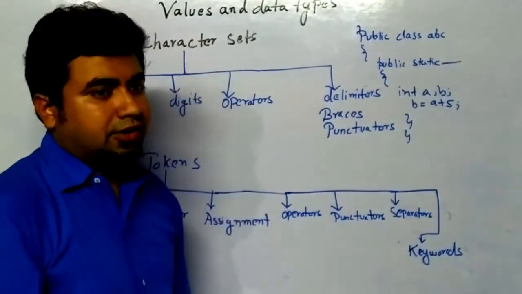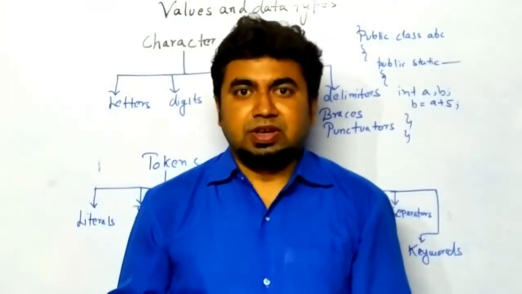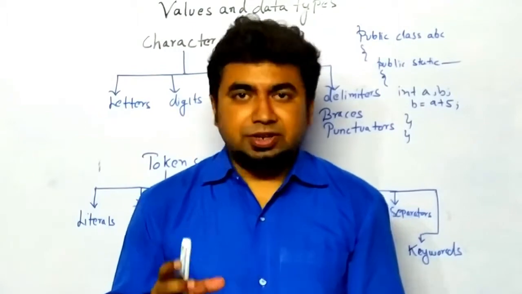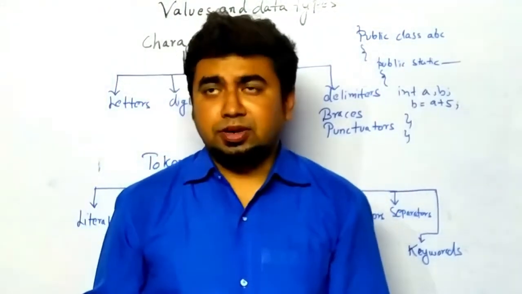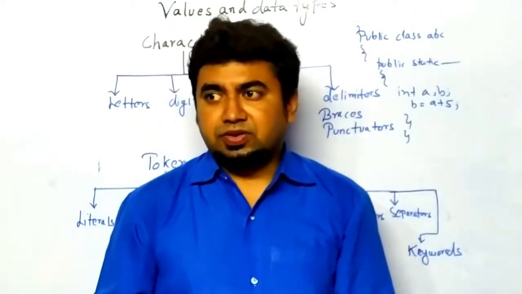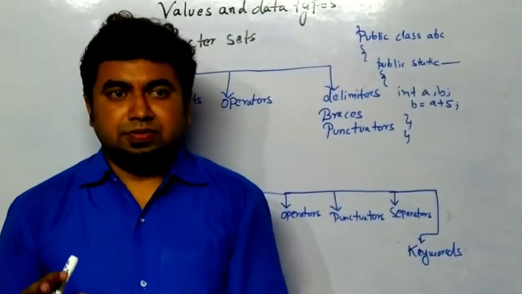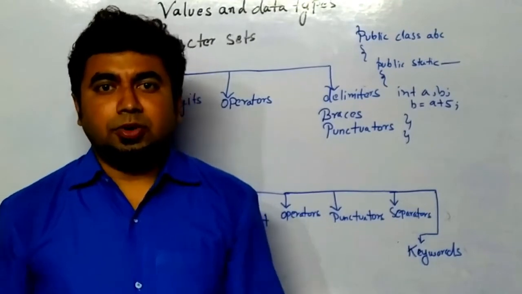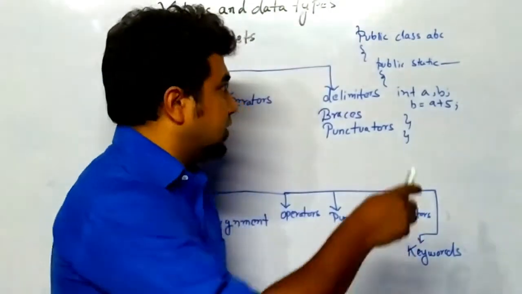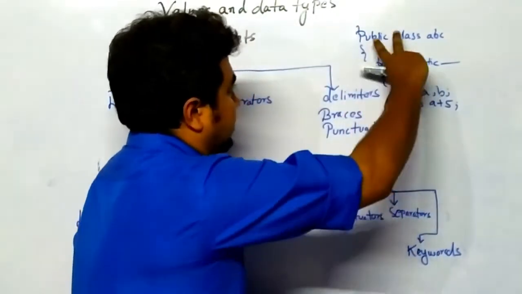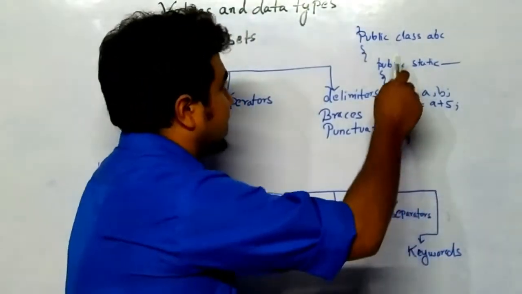So a program consists of a set of statements, and statements are written with different kinds of words. In English also, a paragraph is made up of different sentences, and sentences are made up of different words. Here also it is the same thing. A program is a set of statements. This entire part is a program, and it is a combination of a set of statements.